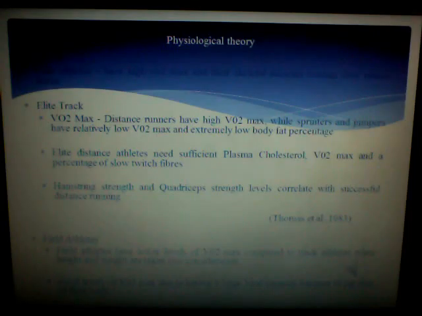It is said that field athletes tend to have lower levels of VO2 max when compared to track athletes when height and weight are taken into consideration. However, the athletes still have good levels of VO2 max due to having a large vital capacity because of the size of their body.